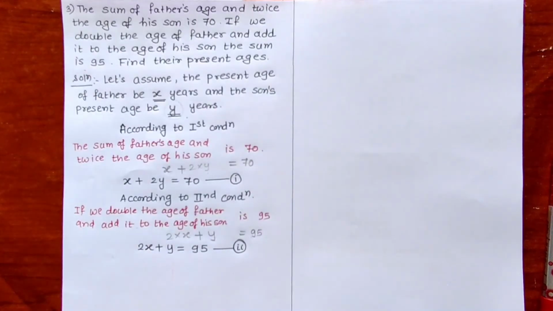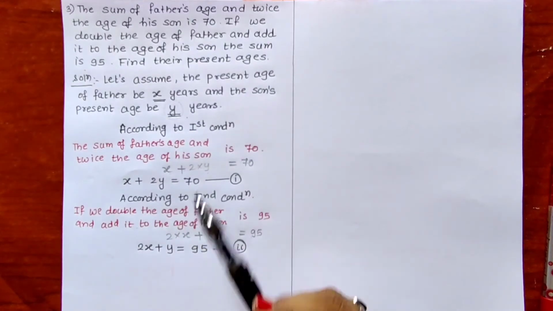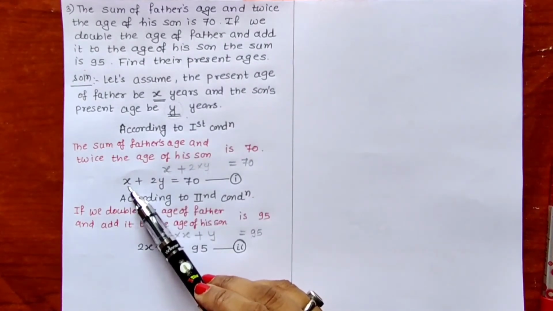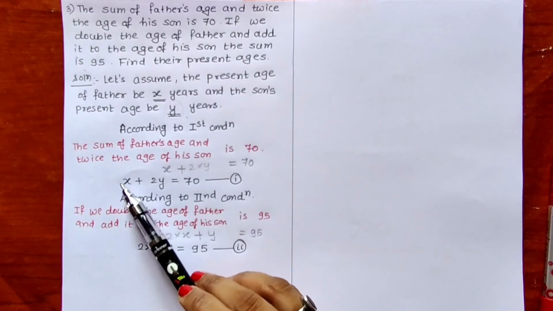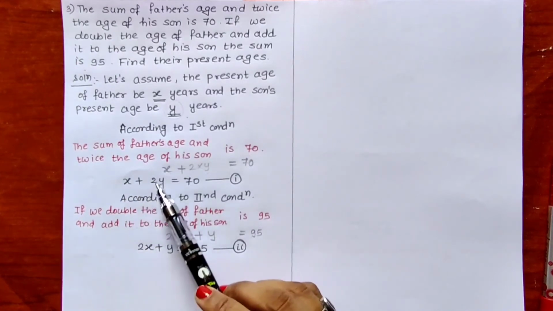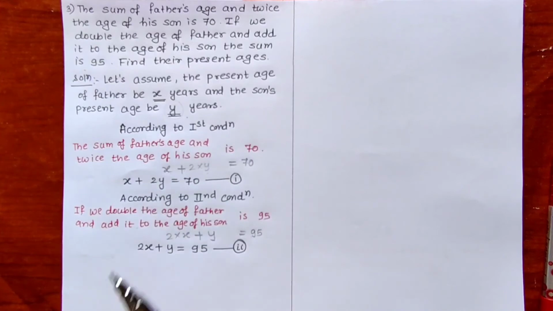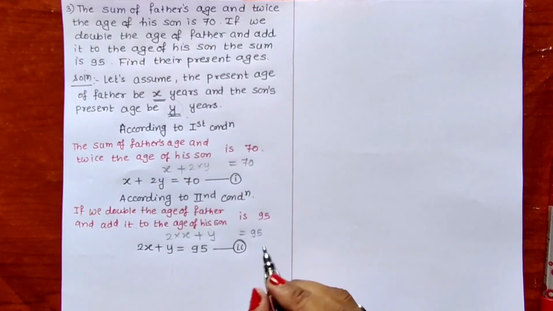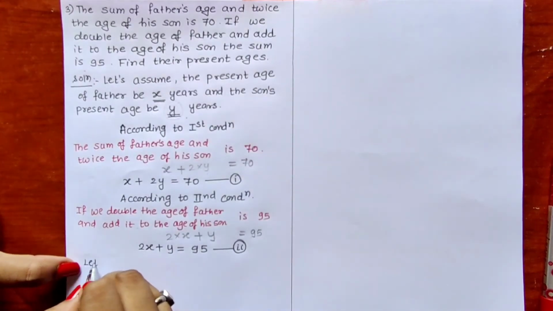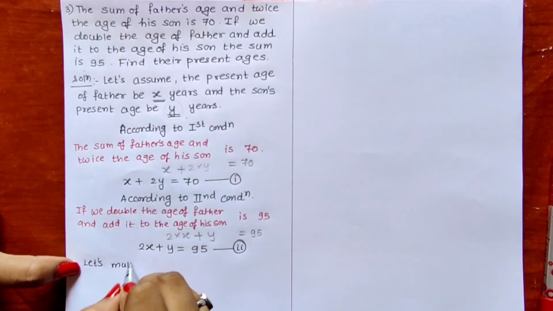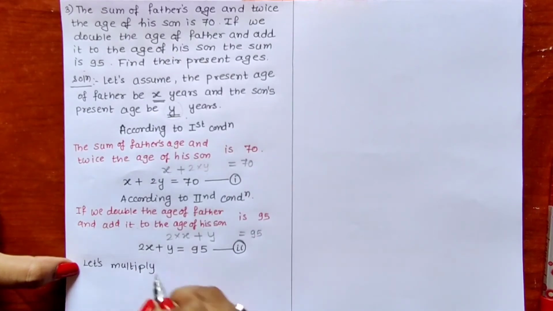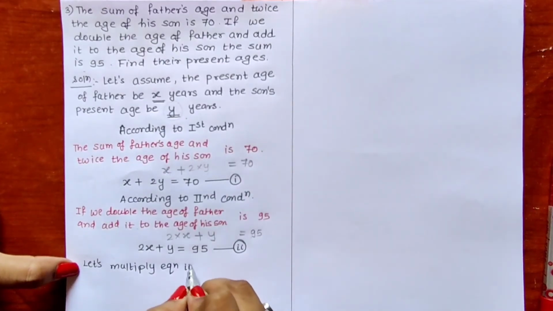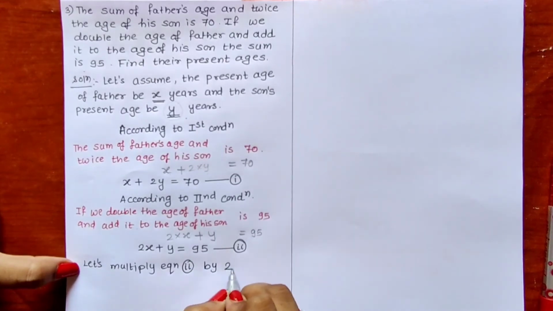Now let us observe equation 1 and 2. What we can see here, x variable is having coefficient 1, here x is having coefficient 2, here y is having coefficient 2, here y is having coefficient 1. So what should be done? We can multiply equation 2 by 2, so y coefficient will become 2 and then we can eliminate. So let us multiply equation 2 by 2.